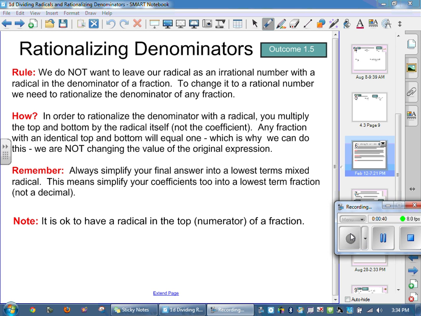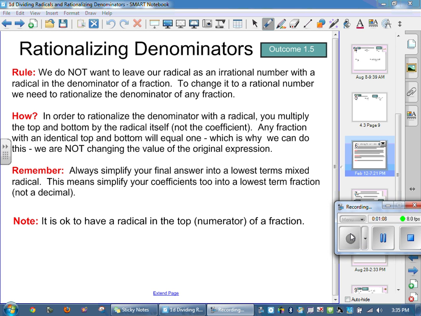So, in order to rationalize our denominator with a radical, we multiply both the top and the bottom of the whole radical by the bottom radical itself. Okay? Now, not the coefficients. We just multiply it by the actual radical itself. Any fraction with an identical top and bottom will equal 1, which is why we can actually do this. We're not changing the value of the original expression. We're just multiplying it by the number 1.